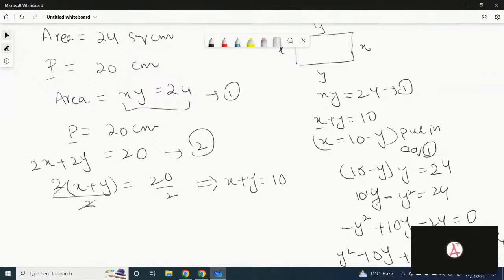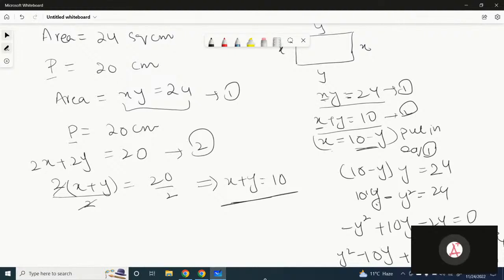So take 2 common from this equation, because you have 2 with both x and y. You can take common 2 and divide the equation by 2. The equation is then x plus y equals 10. Got it? So now we have two equations. One of them is xy equals 24 and one of them is x plus y equals 10. What I did, I used the substitution method. I find the value of x from equation number 2. From equation number 2, x equals 10 minus y. Got it?